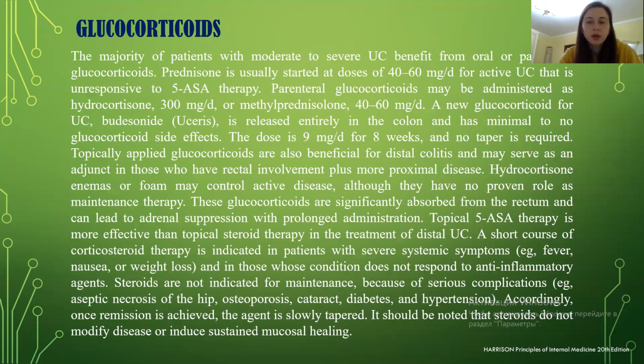Next drugs are glucocorticosteroids. The majority of patients with moderate to severe ulcerative colitis benefit from oral or parenteral glucocorticosteroids. Prednisolone is usually started at a dose of 40–60 mg a day for active ulcerative colitis that is unresponsive to 5-ASA therapy.